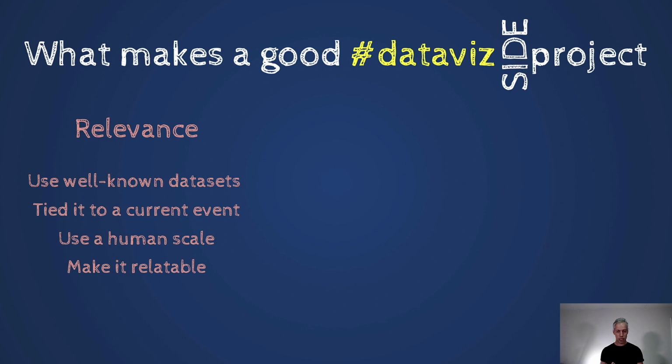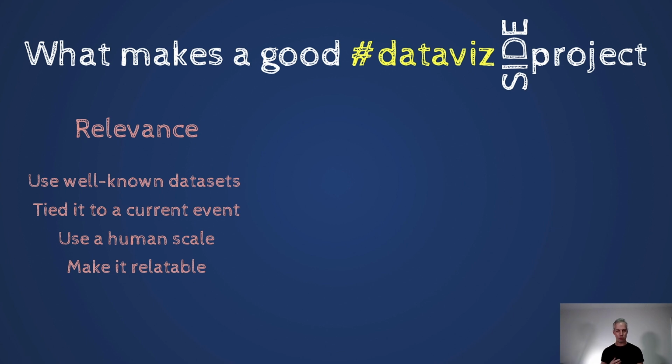You can also tie it to a current event like the Corona crisis, the Olympics, the Tour de France, all those kinds of things. If you do a visualization related to that and publish it close to the event, then people are interested in it. Using a human scale: sometimes data is published in very large time frames or aggregate numbers. If you can change the unit so that it becomes more relevant for people, because it's in a human scale, then that could be something that people find very interesting, especially if it's something they already know, but it's now presented to them in a different way that they can relate to much more. And that's, again, making it relatable.